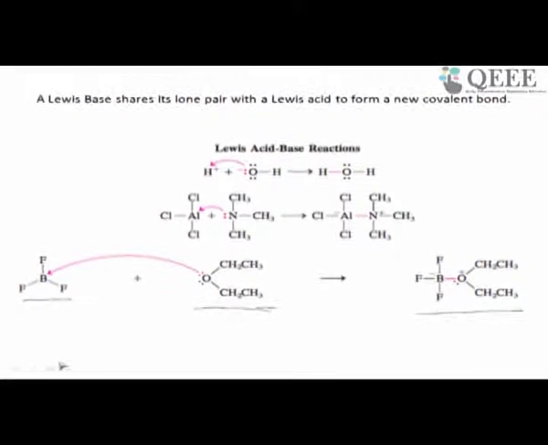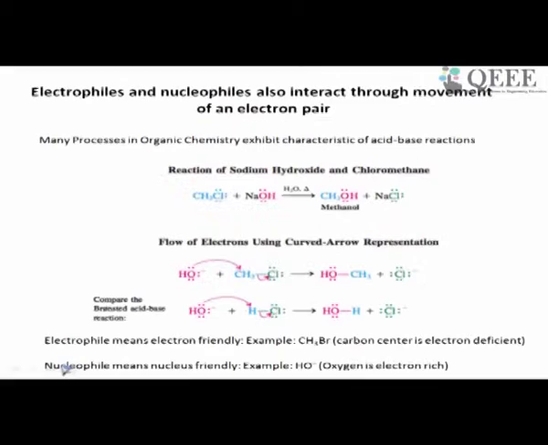Lewis theory says that anything that has electrons is a Lewis base, anything that is lacking electrons is a Lewis acid. So all organic reactions, you can basically explain by this acid-base concept. And generally, as I said, you can call all organic reactions Lewis acid Lewis base type, because some are electron deficient, some are electron rich.